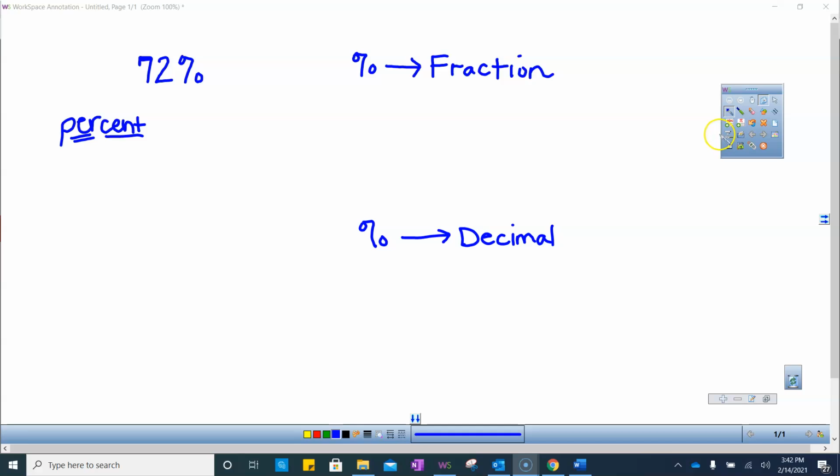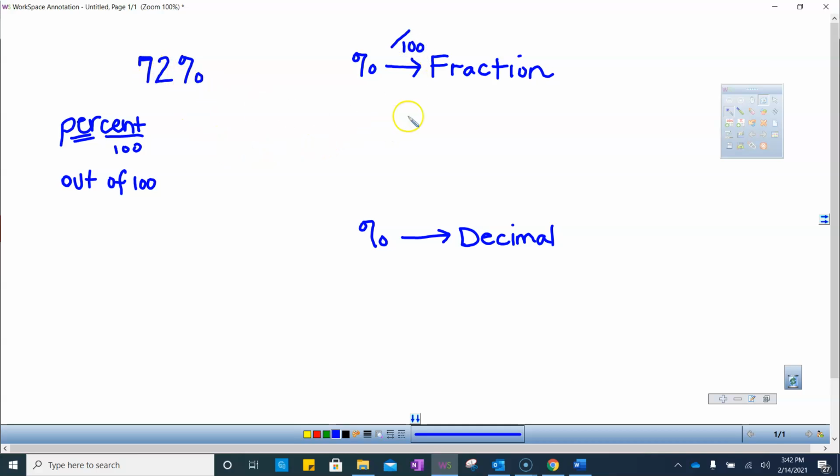In this video, we're going to watch an example of how we convert a percentage into a fraction, and then how we can convert a percentage into a decimal. So the word percent means per 100, or out of 100. So it's very easy to convert any percentage into a fraction by simply writing the percentage over 100.